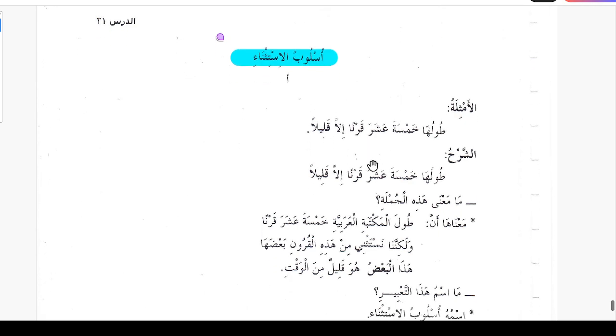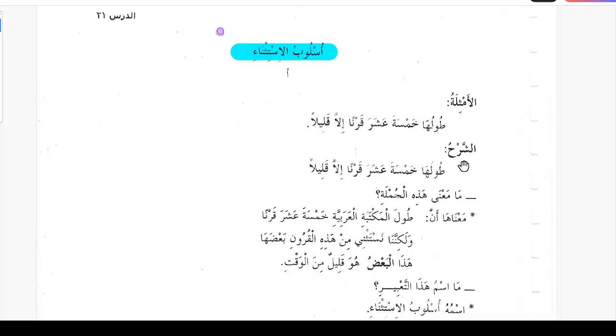Tuluha khamsata ashara karnan illa kalilan. Its length is 15 centuries except a little, I mean little less than 15 centuries. So Kalilan is making exception on 15. So Asharhu, the explanation. The explanation is Tuluhu khamsata ashara karnan illa kalilan.